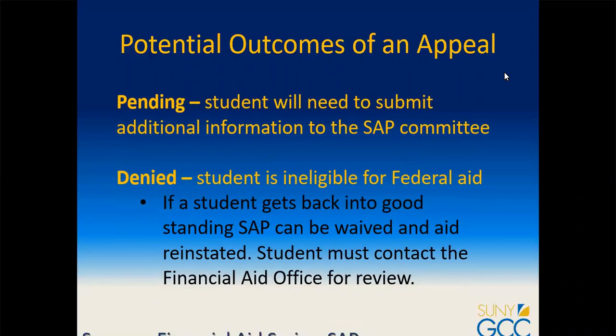Next is pending. The student may need to submit additional documentation to the SAP committee before they can make a determination. And then finally, there's denied. If the student's appeal is denied, the student will be ineligible for federal aid.